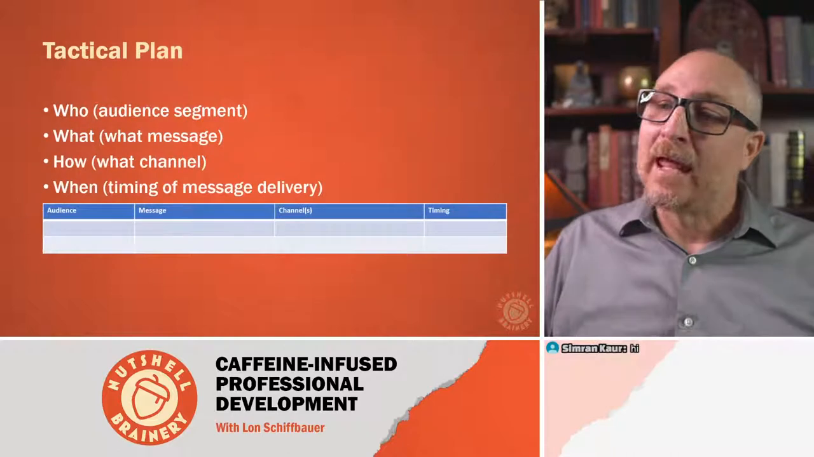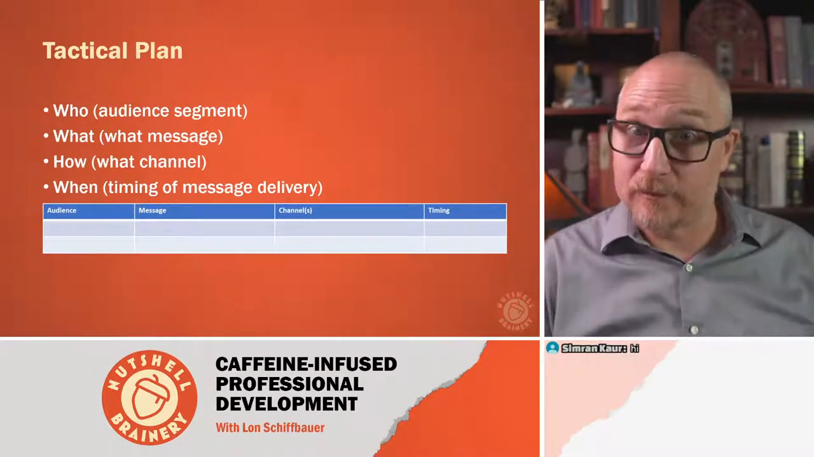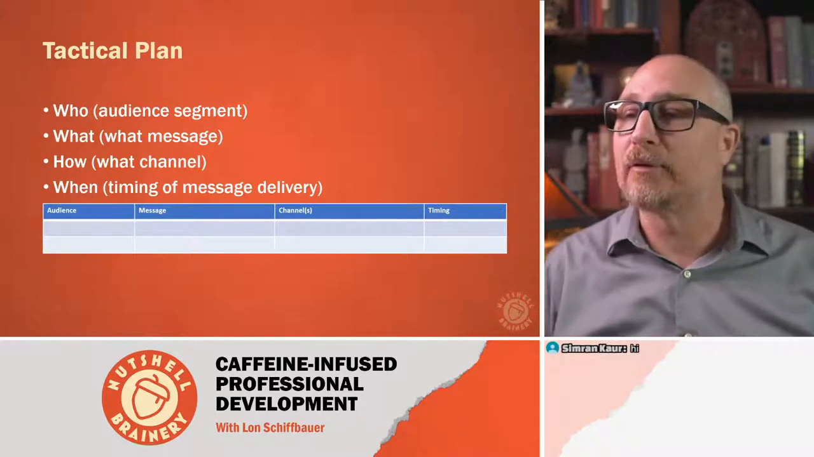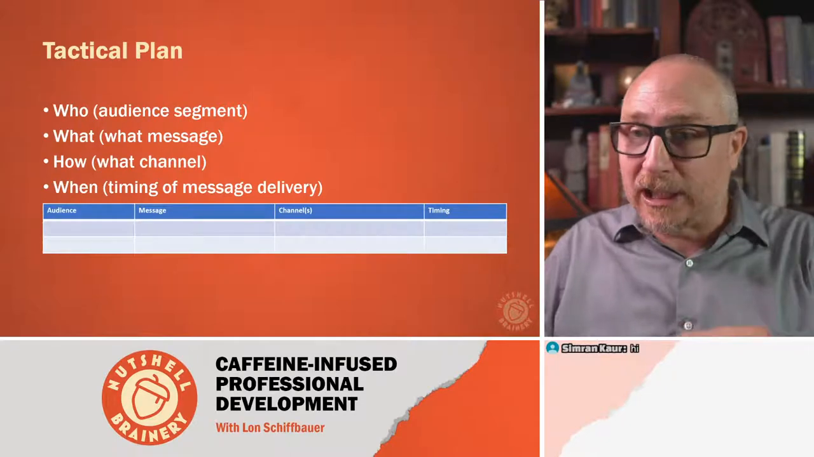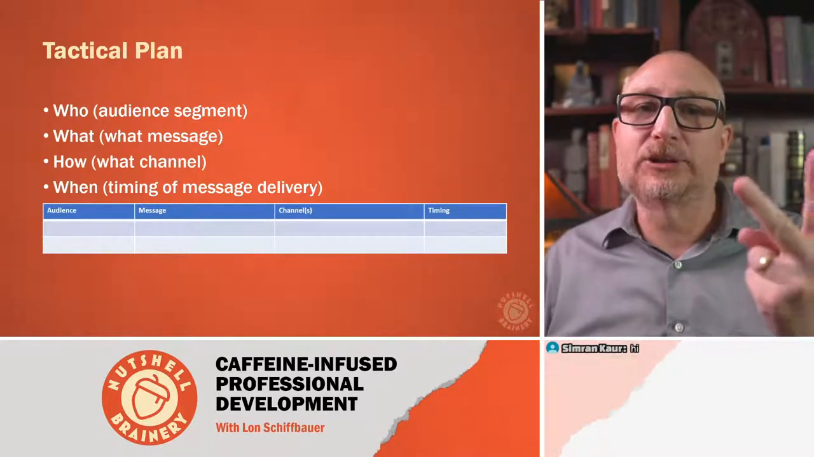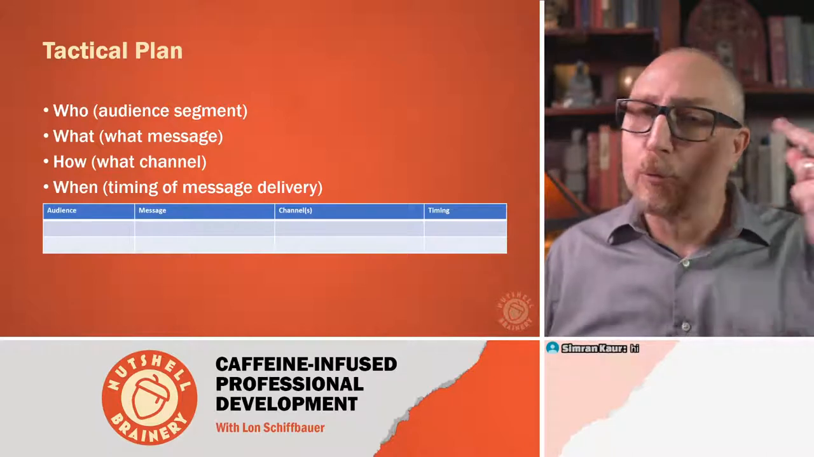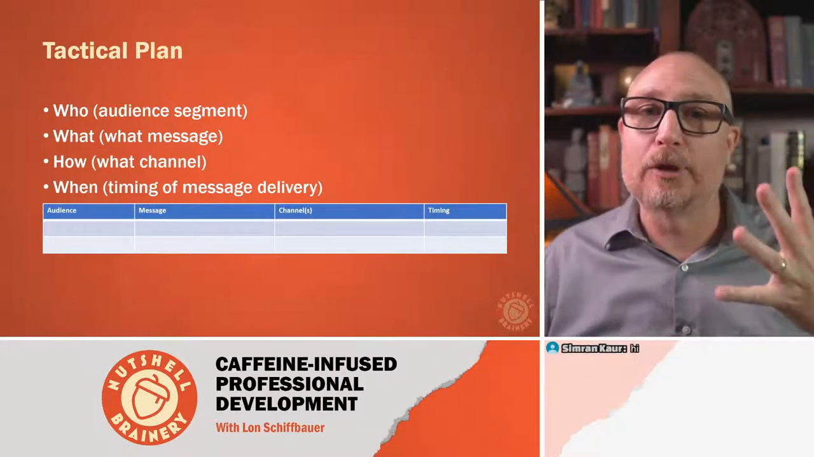All right. And then you're going to have a tactical plan. Again, you will see an example of a tactical plan in the material that I provide. But a tactical plan is basically just a spreadsheet that says who your audience is, what message you are going to communicate, what channels you are going to use, and what the timing is. When are you going to communicate it?